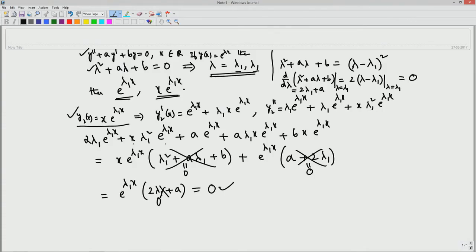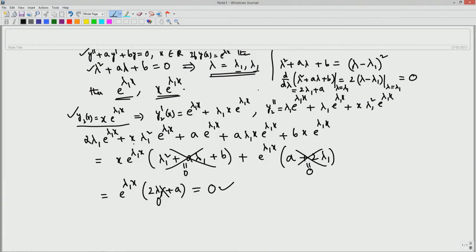So for an nth order equation, if the root lambda 1 is repeated k times, e power lambda 1 x is one solution, x into e power lambda 1 x is also a solution, and the third solution is x square into e power lambda 1 x, which is also a solution.